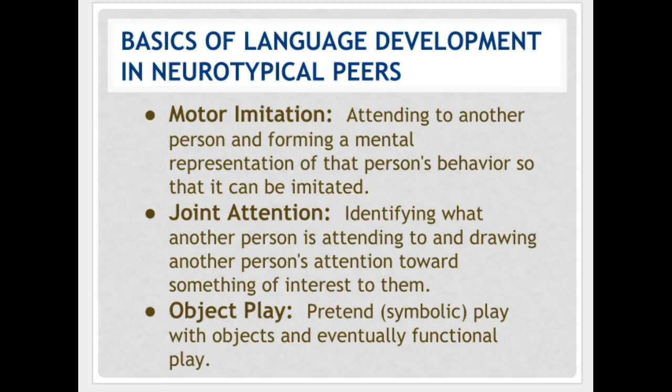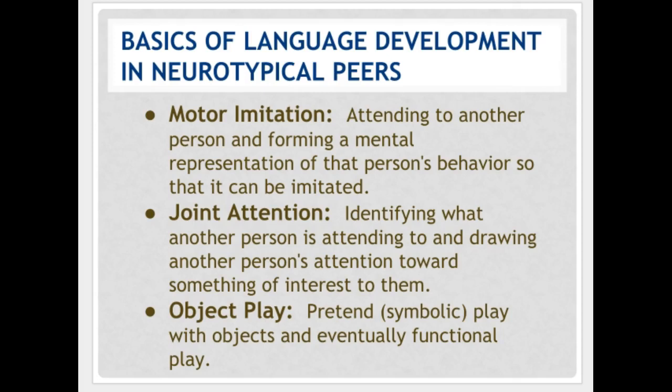And then object play is when you can take a toy and it represents something in reality. They take a toy phone and they talk on it like it's a real phone, like they saw mom or dad do. They have a dolly and they have a spoon and a bowl, and they pretend to feed the doll because they're doing symbolic play with it.